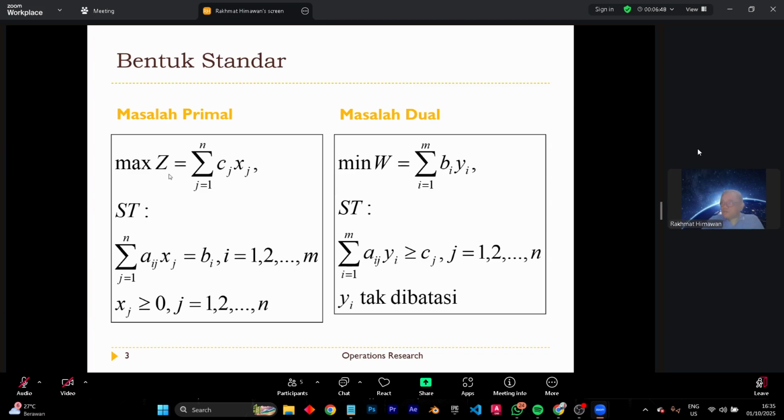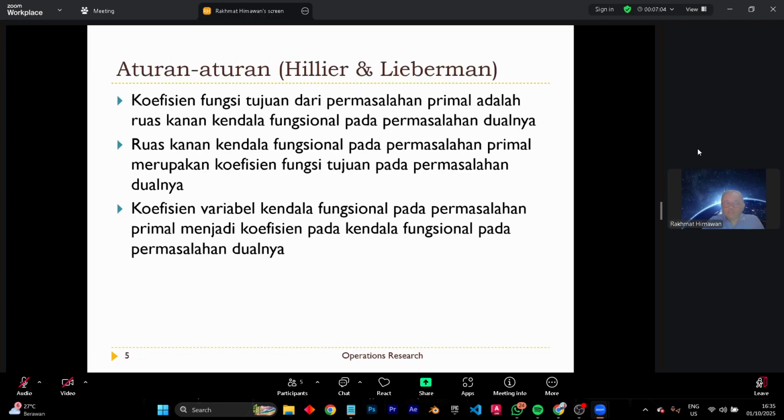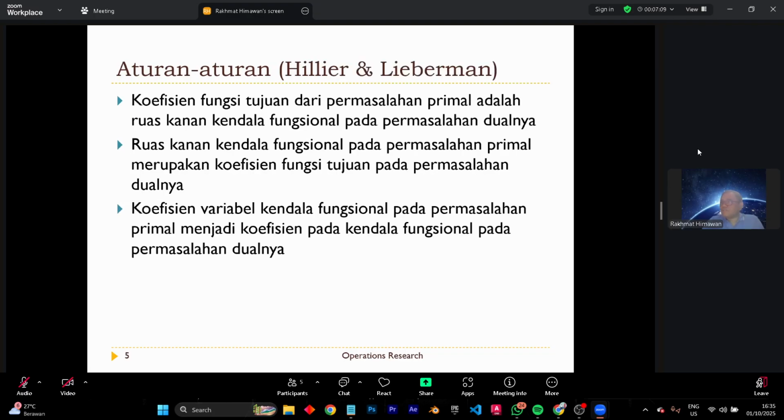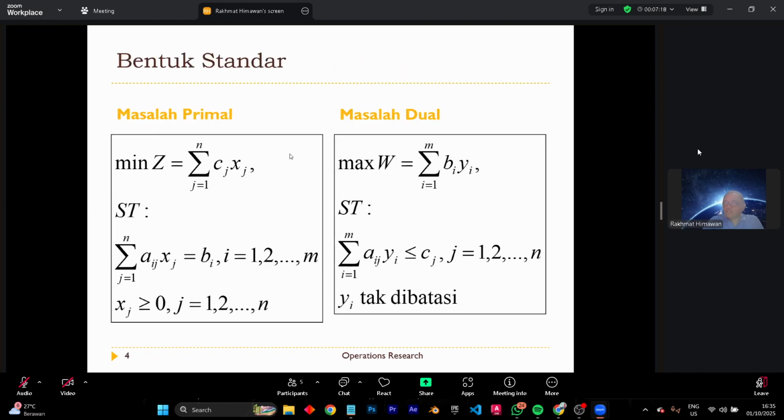This is for maximize primal. This is minimize Z for primal. Again, the dual is kind of like the opposite. The rules, based on the reference, are from the Hillier and Lieberman book and also from the Taha book. But basically, you will learn more rules in the second session. These two are to explain this.